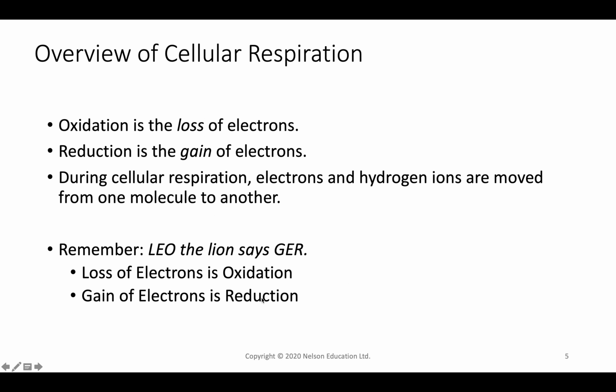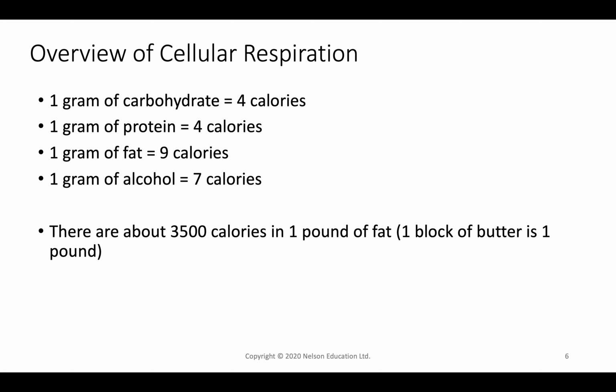And these usually happen so quickly and at the same time, right? One of them is going to be oxidized, the other one's going to be reduced, that we call them redox reactions. One of them's getting reduced, the other one's getting oxidized at the same time. And this happens quite often during cellular respiration where electrons or hydrogen ions are moved or bounced back and forth from one molecule to another.